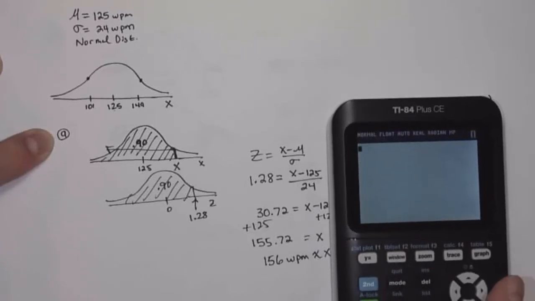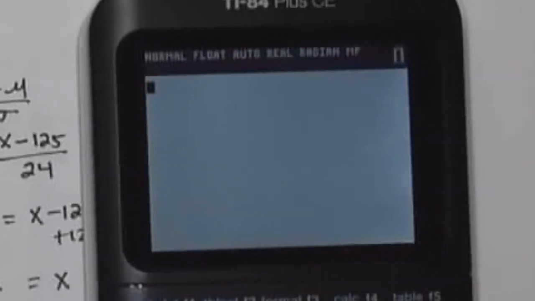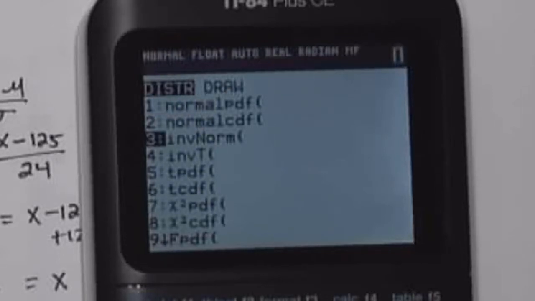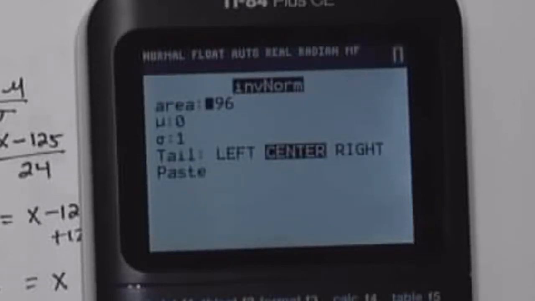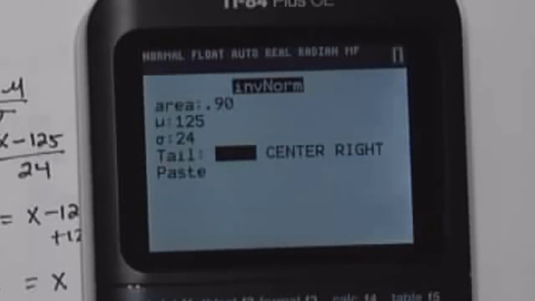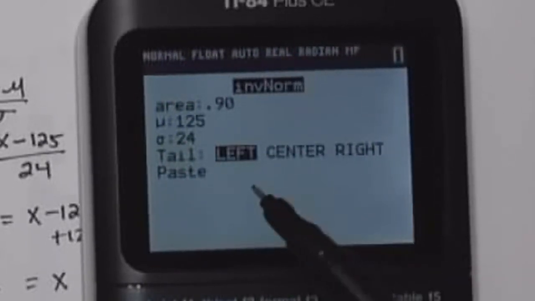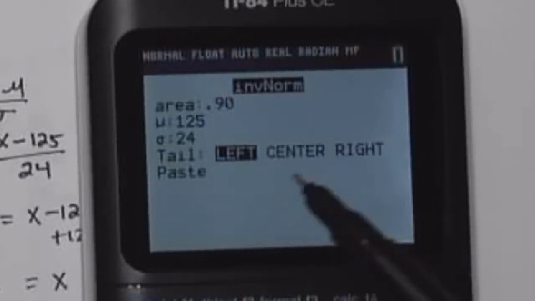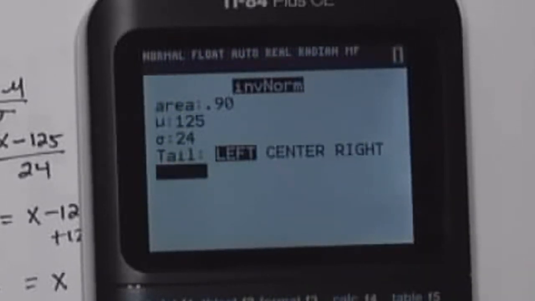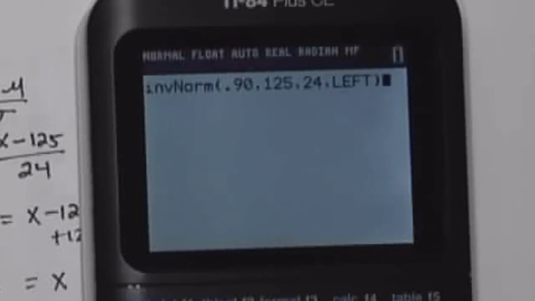So if I pull in my calculator, go to second, distribution, and inverse norm, the area to the left is 0.90, our mean is 125, our standard deviation is 24, and I do have the area to the left. Now remember, in my new calculator, I have this option of choosing left, center, or right. If you have an older calculator, you don't have that option. It has to be the area to the left.